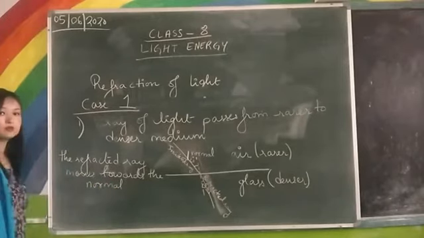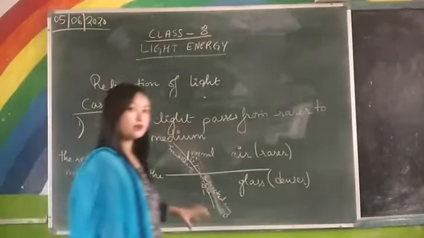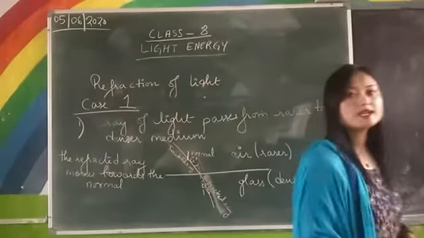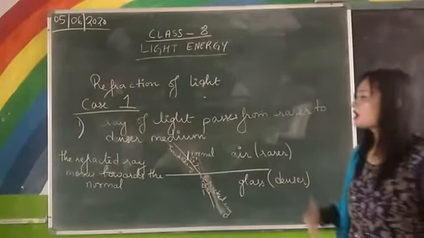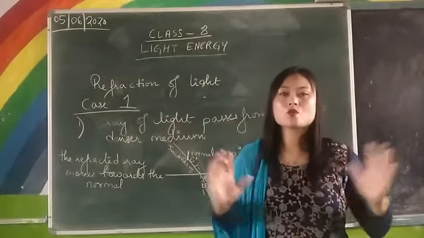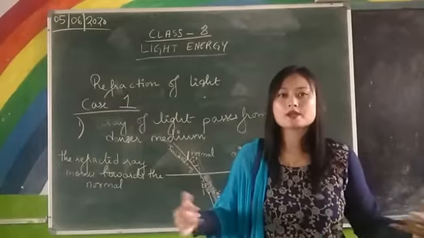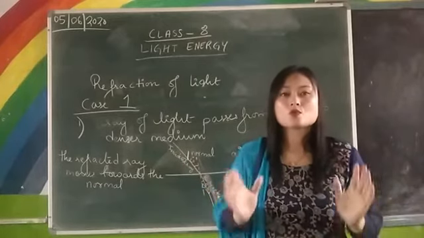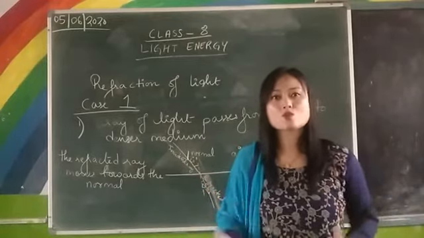The refracted ray moves towards the normal. And why do they move towards the normal? Because the speed decreases. Okay, let me give you an example. Say when you are passing through an open road where fewer people are walking, you can walk freely, isn't it? So what happens? You can increase your speed, then you can walk faster.